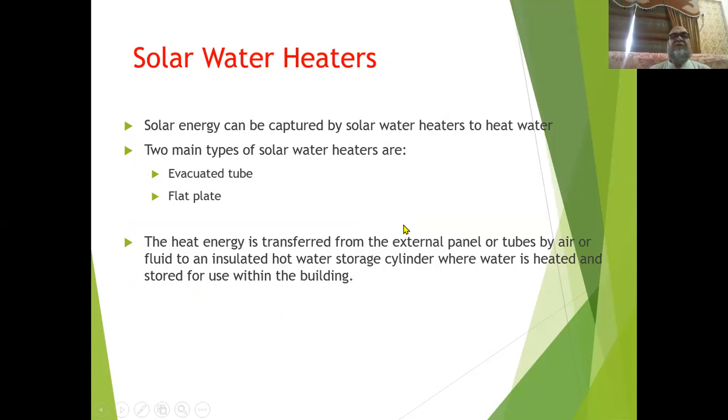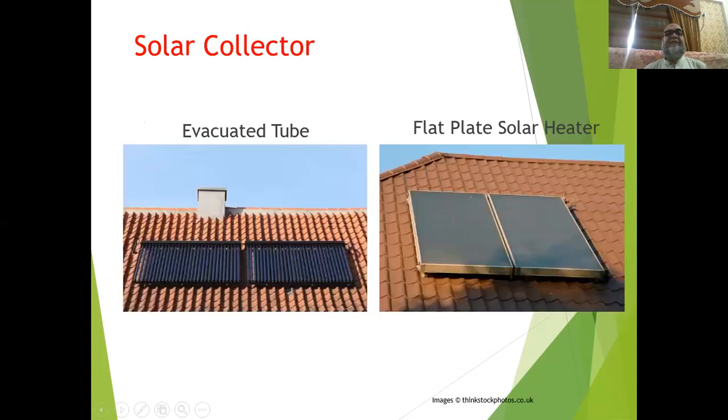So if we talk about how solar water heaters work, the sun's energy can be captured by solar water heaters to heat water. There are two main types, evacuated tube and flat plate. The heat energy is transferred from the external panel of fluid to an insulated hot water storage cylinder, where water is heated and stored for use within the building. They are of two types, evacuated tube and flat plate solar heaters, installed obviously on the rooftops of houses. And this is not from Pakistan, you can understand.